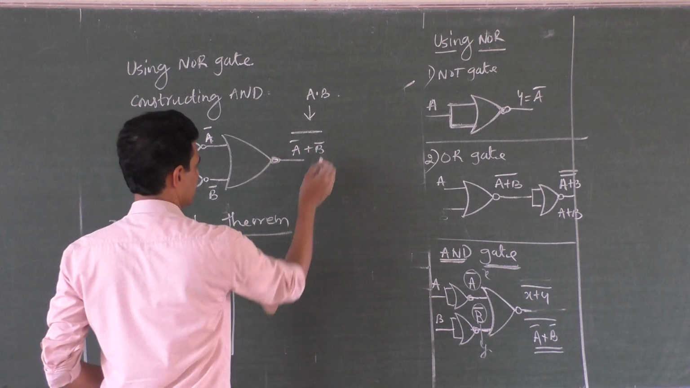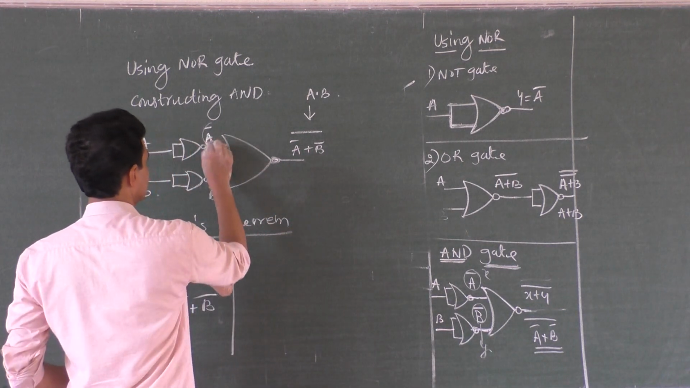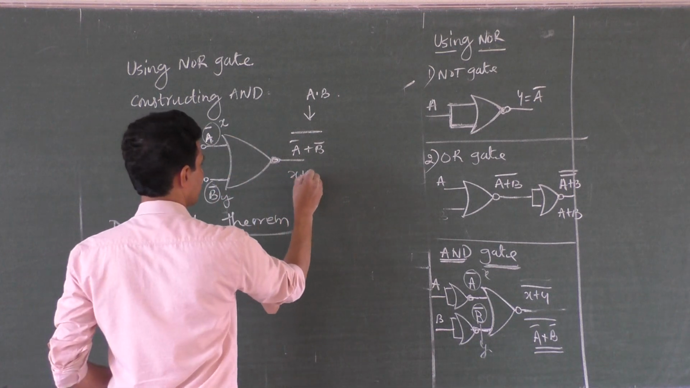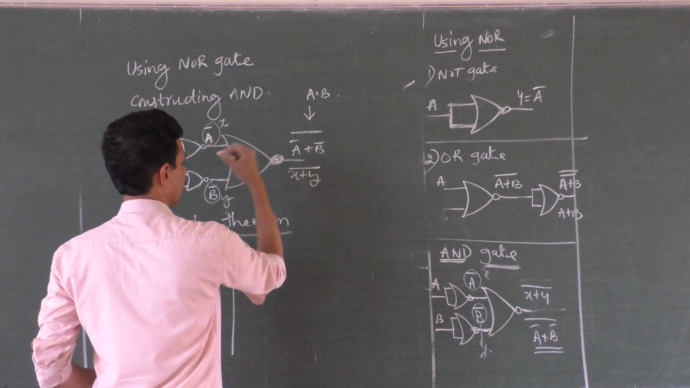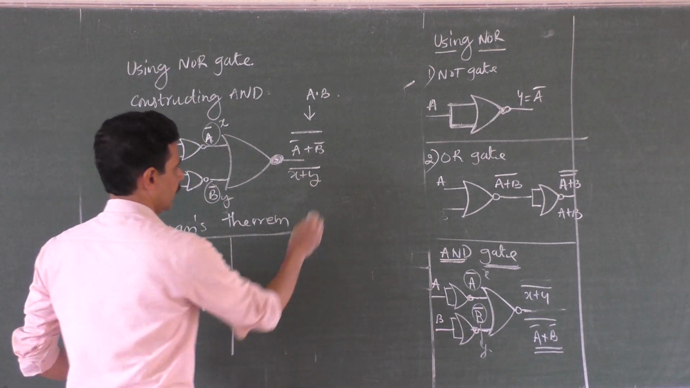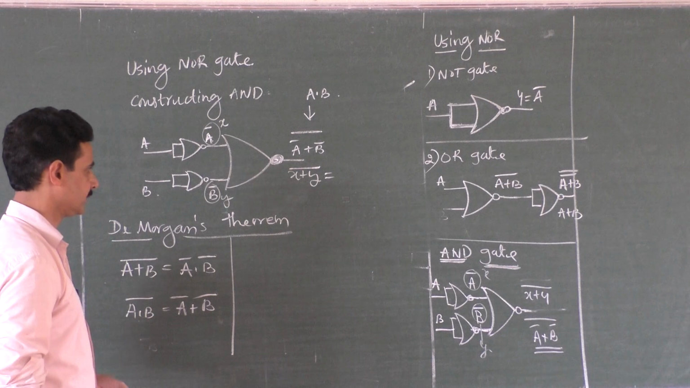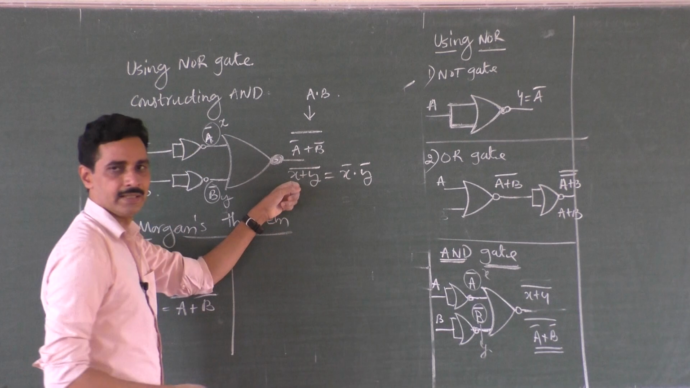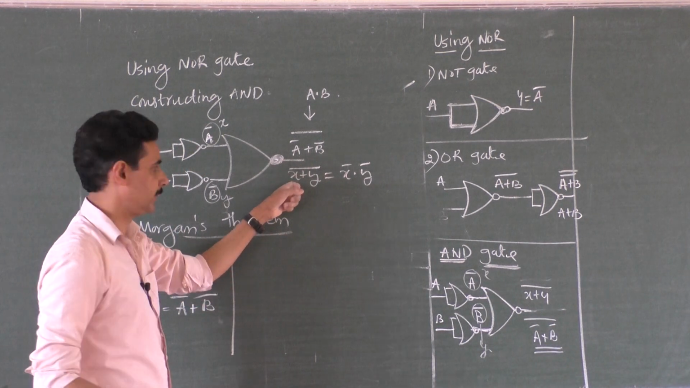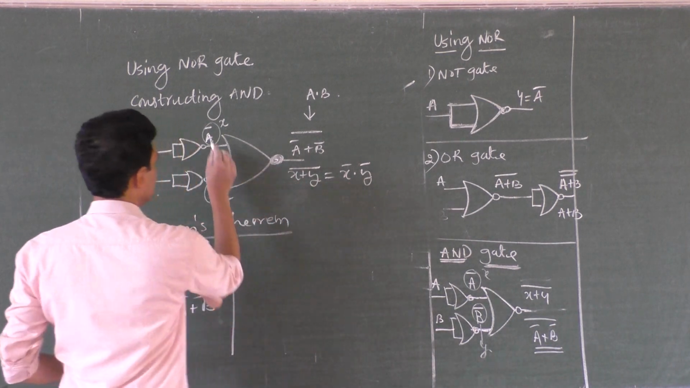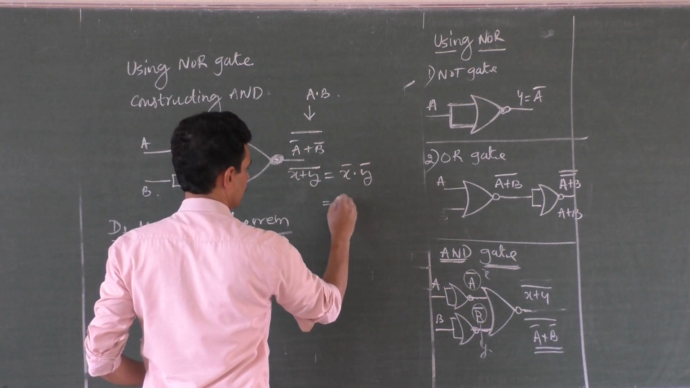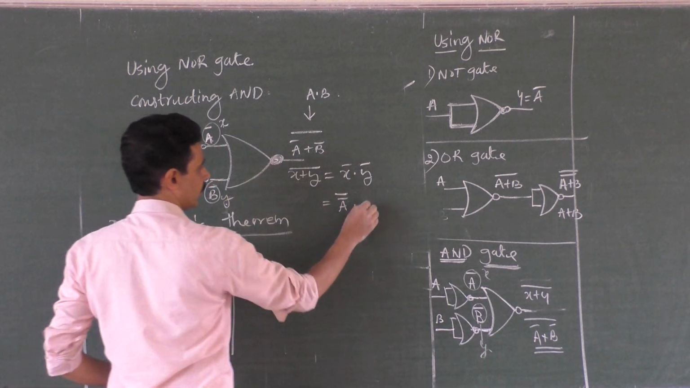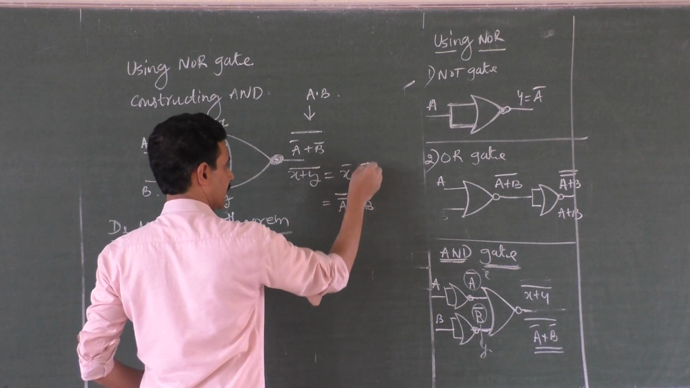See, A bar plus B bar, or if I take this as X, this as Y, what is the answer? This is a NOR gate, X plus Y whole bar, because it is the NOT gate here. Now shall I write X plus Y whole bar as X bar dot Y bar, isn't it? Now what is X actually? X is actually A bar, there is one more bar, dot. Y is B bar, there is one more bar here. Y bar, B bar, bar.